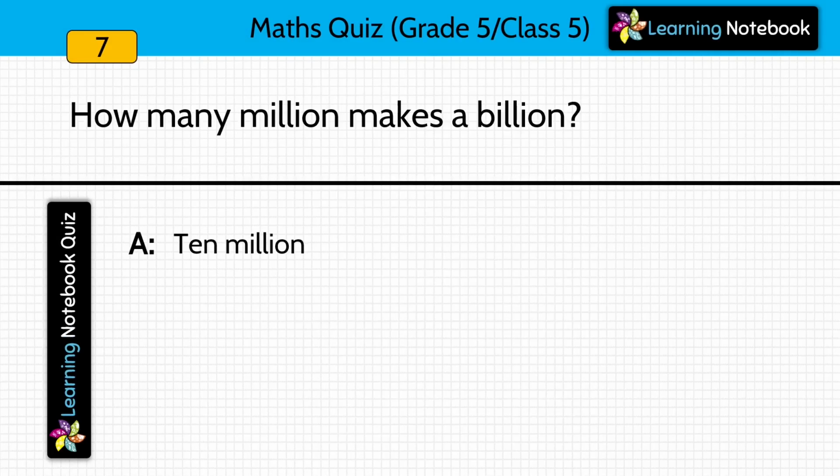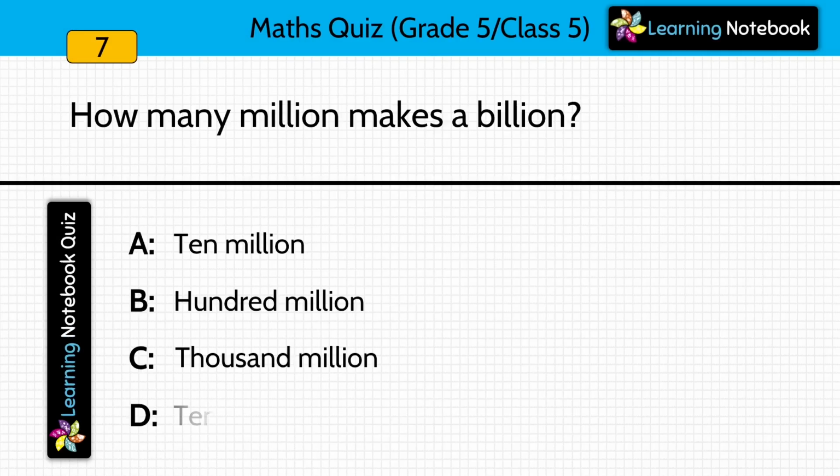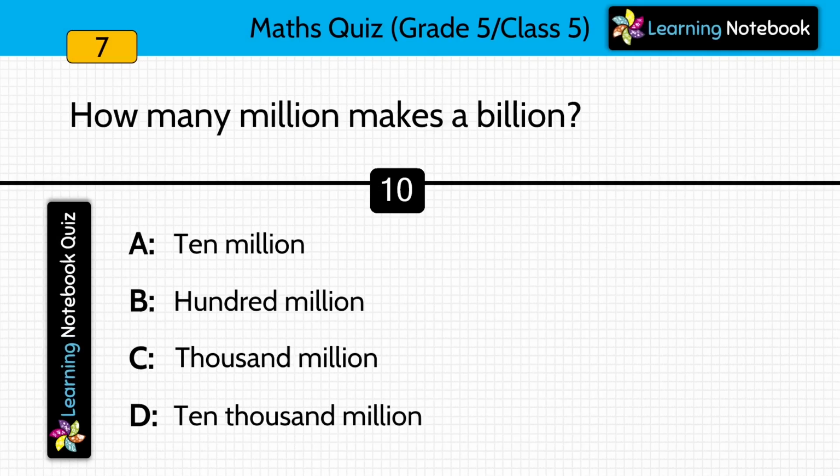How many million makes a billion? So, a billion equals to how many millions? Answer is option C, 1000 million. 1 billion equals to 1000 million.